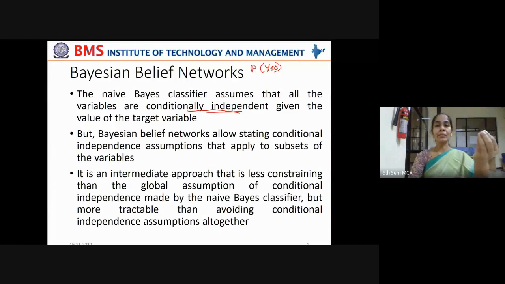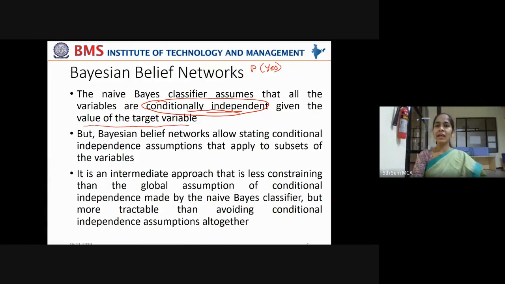Say, sky being cloudy doesn't determine the outlook being overcast or sunny. One attribute value doesn't determine the other attribute's value. In that case, we call them conditionally independent variables. So the naive-Bayes classifier assumes that all the attributes are conditionally independent given the value of the target variable. Did you understand what conditionally independent means?